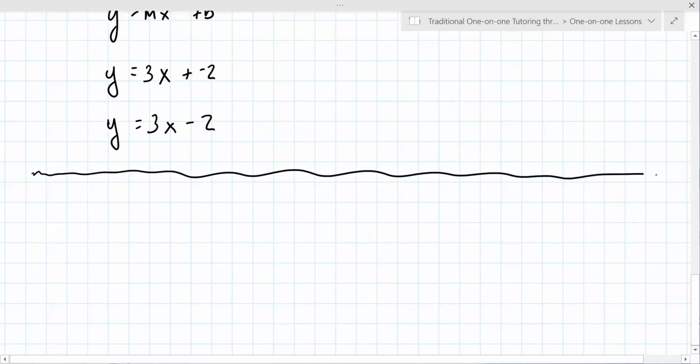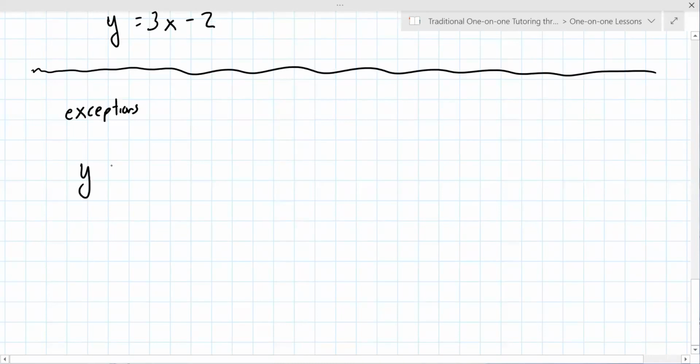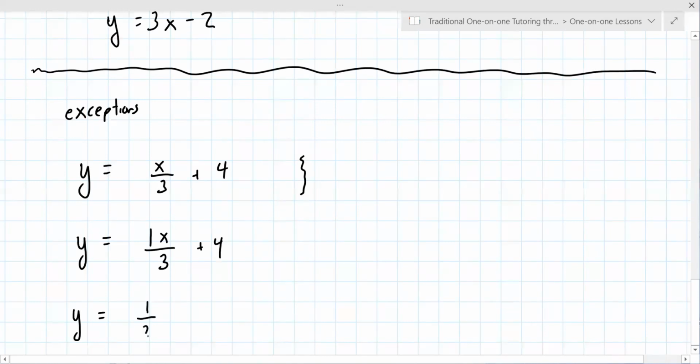All right. So now a few exceptions or some other things that you might see here. If I tell you y equals x over 3 plus 4, whenever you write something in this way, another way to write it is y equals 1x over 3 plus 4. These are the same.